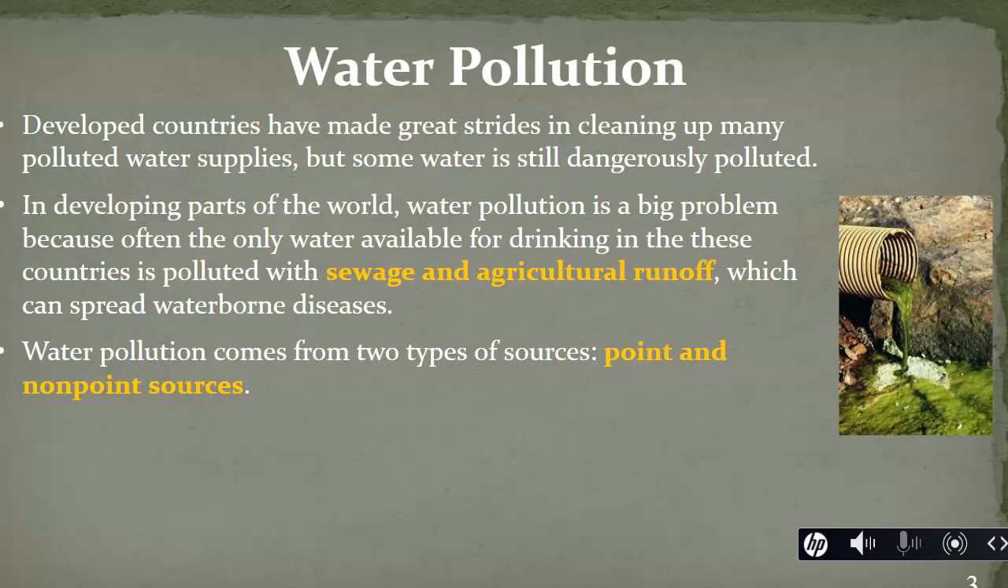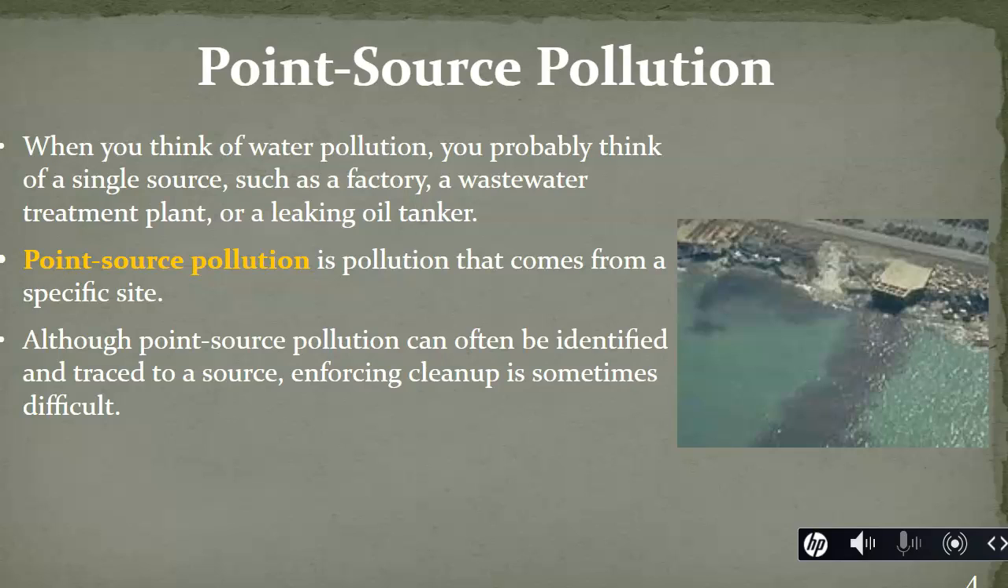So we're going to talk about two sources of water pollution, point and non-point sources. Okay, so the first thing with point source pollution is this pollution that comes from a specific site, right? It can be identified and traced to a very specific source. But even though we can do that, enforcing cleanup is sometimes difficult.